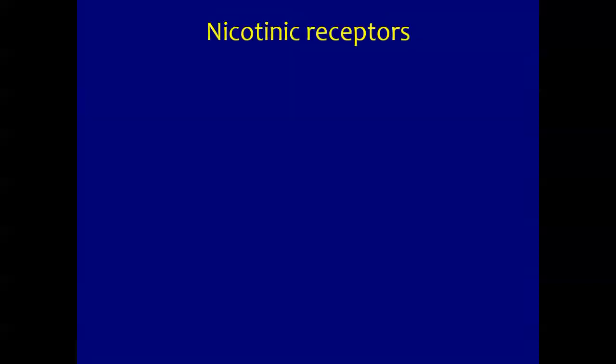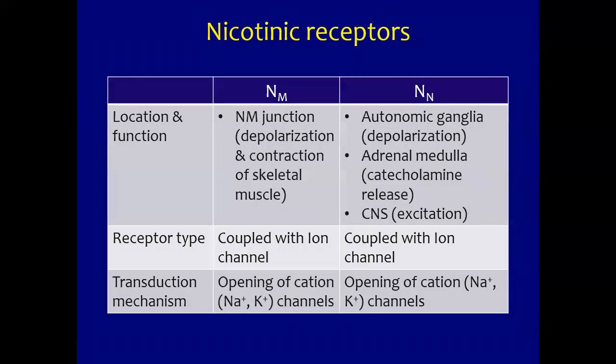Okay. Nicotinic receptors, as I mentioned, two types, NN and NM. In NM, neuromuscular junction, depolarization and contraction of the skeletal muscle, and NN in autonomic ganglia, adrenal medulla, and CNS, excitation. That is why after smoking, one feels excitation. Nicotinic receptors in the CNS are stimulated that lead to excitation, euphoria after tobacco smoking.